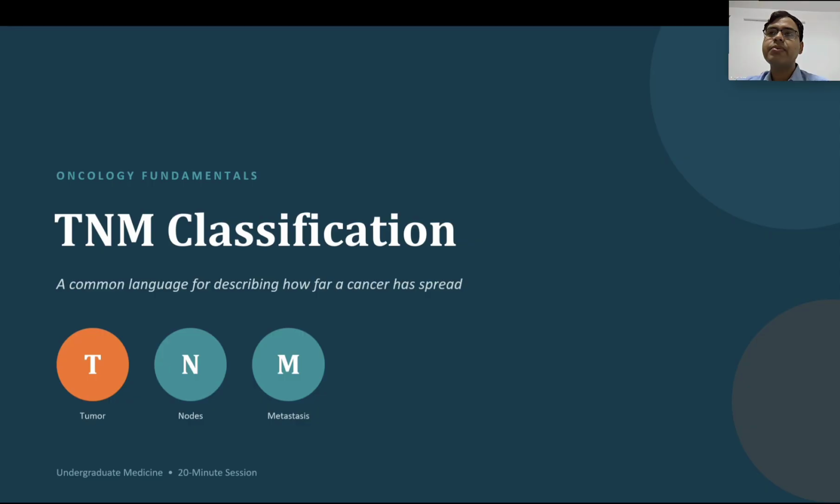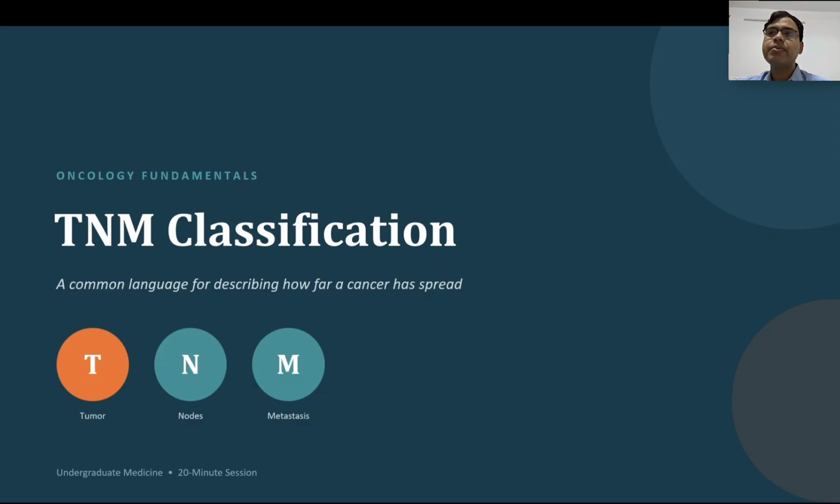So as you all know, T, N, and M. What does T stand for? T stands for tumor, N stands for node, and M stands for metastasis. These three things together form what is known as the stage of the disease. Individually, they have their own importance, but when you combine them together, they give us the stages.